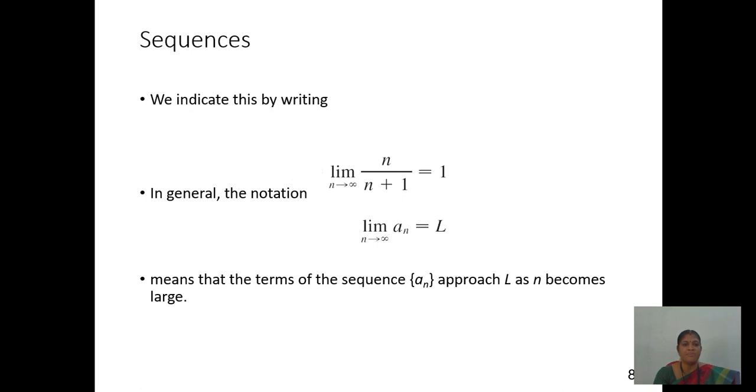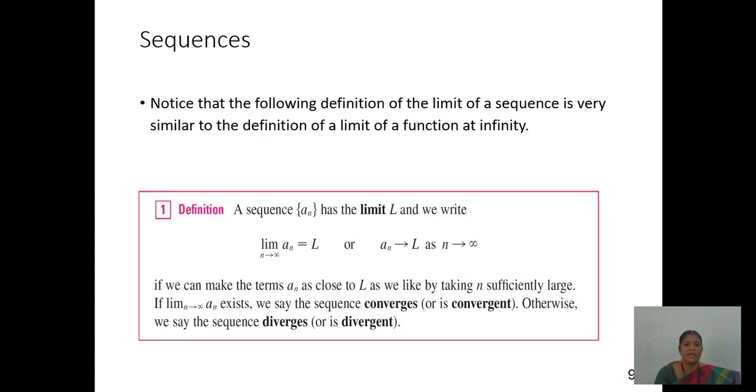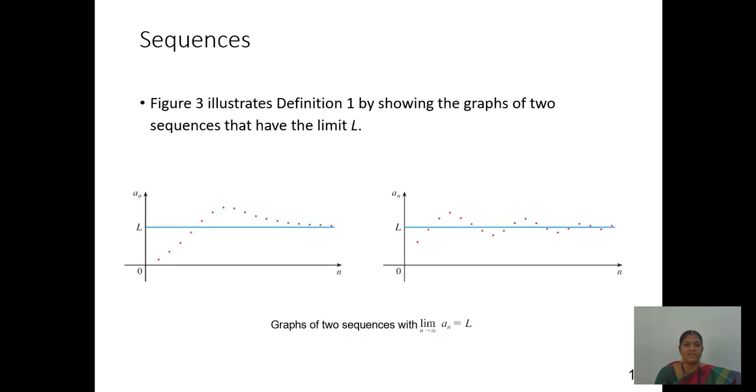We indicate this by writing, in general notation, limit as n tends to infinity of n by n plus 1 equal to 1. The limit as n tends to infinity of an equal to L means that the terms of the sequence an approach L as n becomes large. A sequence an has the limit L. We write limit as n tends to infinity of an equal to L, or an tends to L as n tends to infinity. The term an is as close to L as we like by taking n sufficiently large. If the limit as n tends to infinity of an exists, the sequence converges; otherwise the sequence diverges.